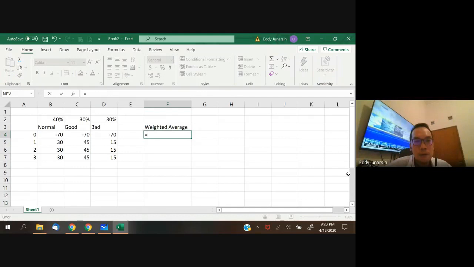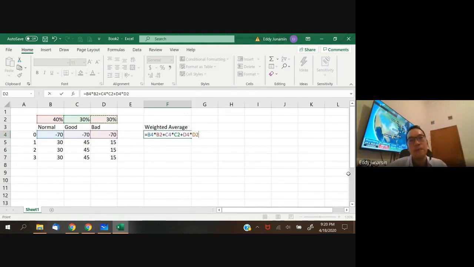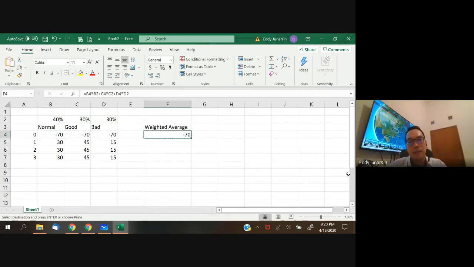So the weighted average cash flow for the initial investment would be 70 from the normal scenario times its chance of happening, plus the initial investment for the good scenario times its probability, plus 70 from the bad scenario times its chance of happening. Then we'll copy and paste. The similar things would be applied to cash flows 1, 2, and 3.